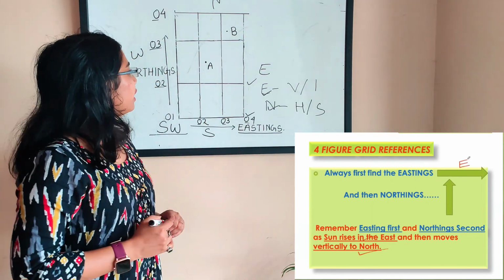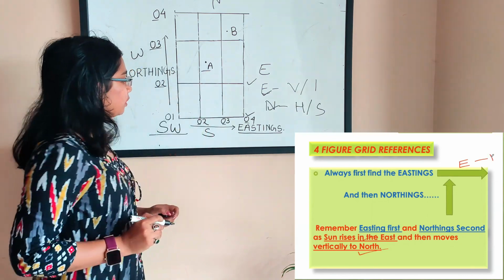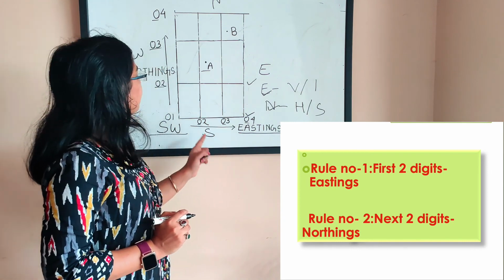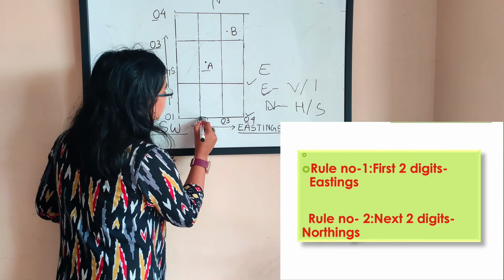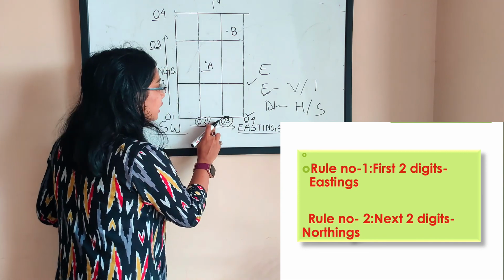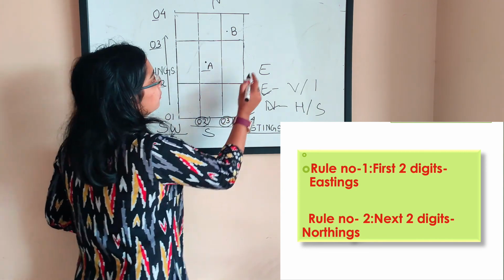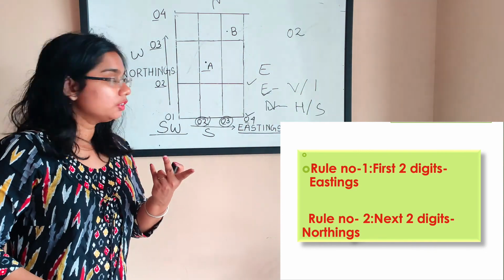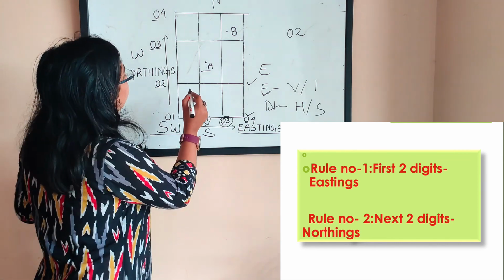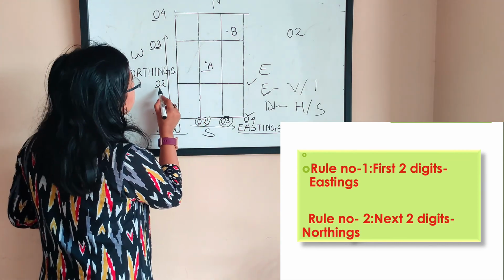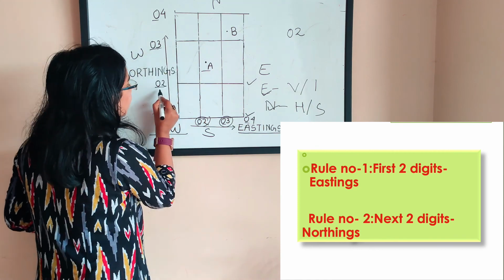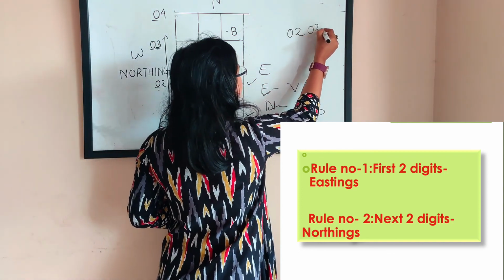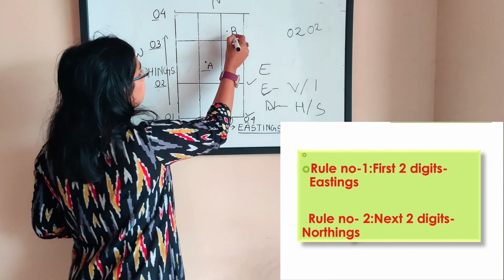Now how will I find the location for a place A? So we have to take 2 digits from eastings. Now place A is situated between 02 and 03. So in that case we have to take the lower value. That means we will write 02. Now we have to take another 2 digits from the northings. Here the place A again is located between 02 and 03. So again we have to take the lower value only. So we'll take 02.